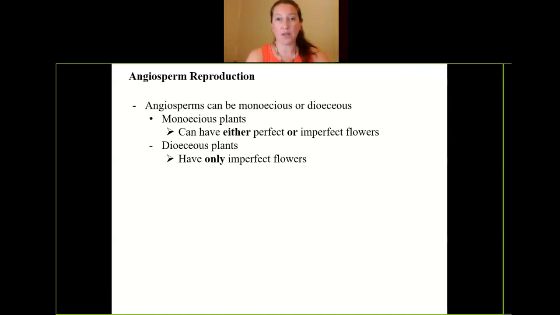If you're a monoecious plant, what does monoecious mean? Monoecious means the plant has both female and male sex structures on the same plant. Now, those could be in the same flower, or they could be in two different flowers as long as those two flowers are on the same plant. Because monoecious and dioecious refers to the plant individual, whereas perfect and imperfect and things like that refer to a flower type.